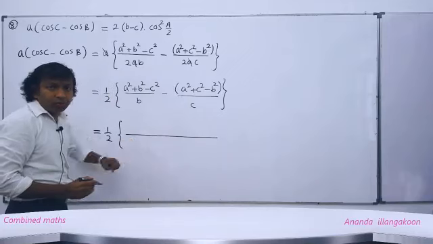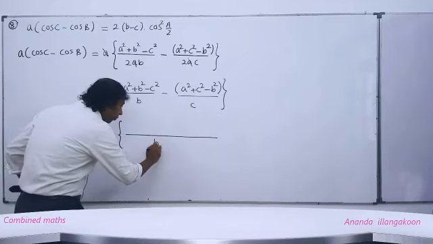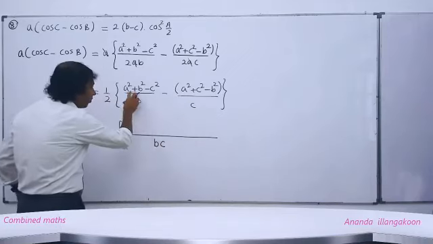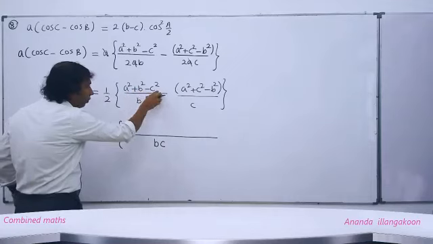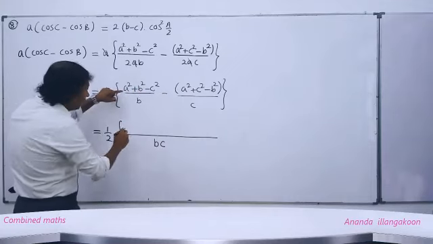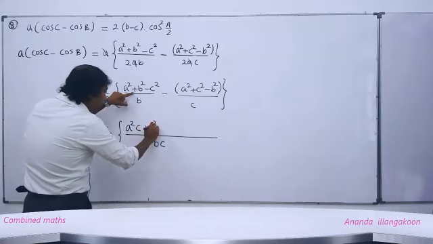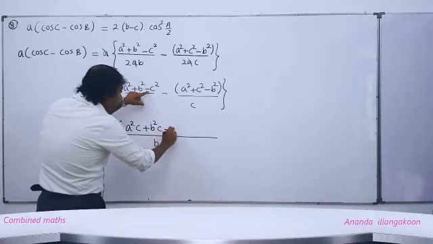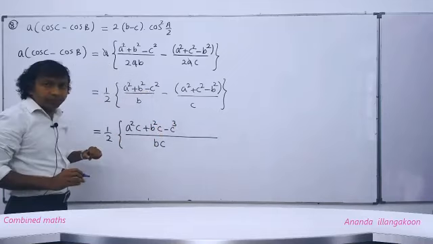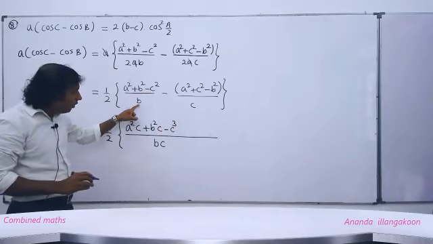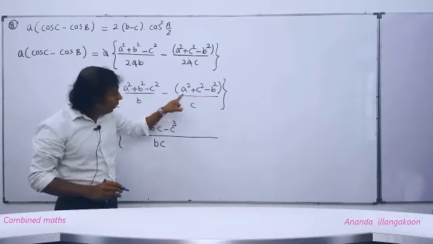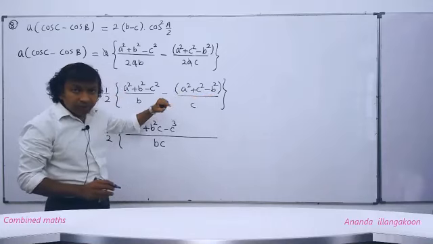Take the common denominator as BC. Then by C, we have to multiply this B squared and C squared. Then what do you get? A squared C plus B squared C minus C cubed. By this B, we have to multiply these 3 terms. Meantime, we have to multiply by this minus sign. Then what do you get?